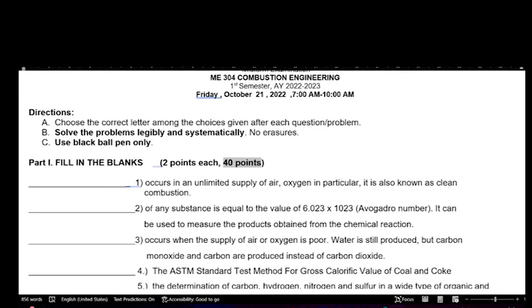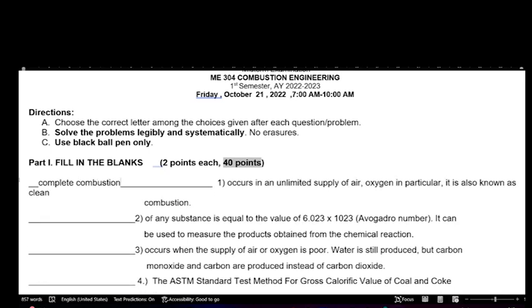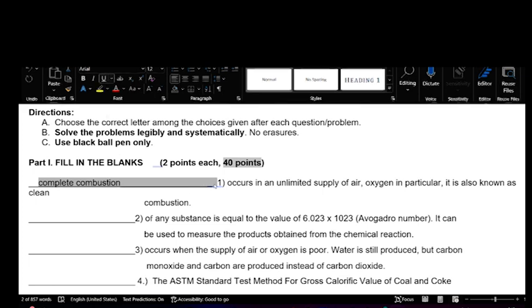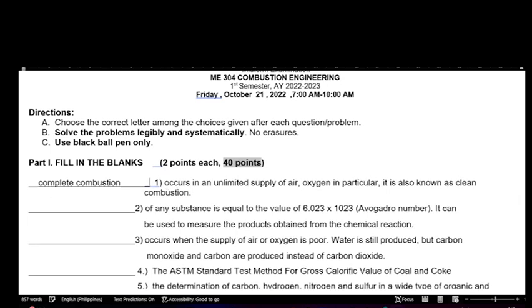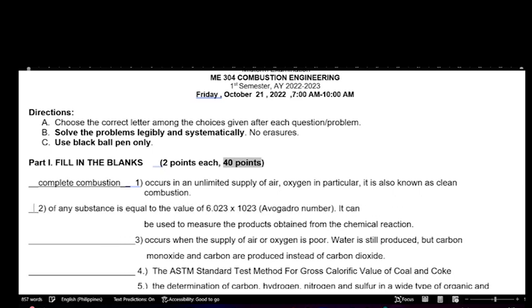So, number 1 question. Occurs in an unlimited supply of air, oxygen, in particular, it is also known as clean combustion. So the answer is, ano na? Complete. Pag hindi yan ang answer, mali. Combustion ang answer, ha? Madiskarte, engineer kayo masyado. Yan lang ang answer, no?